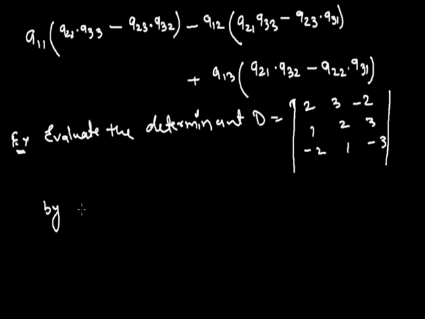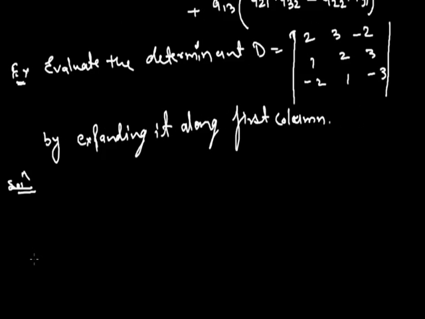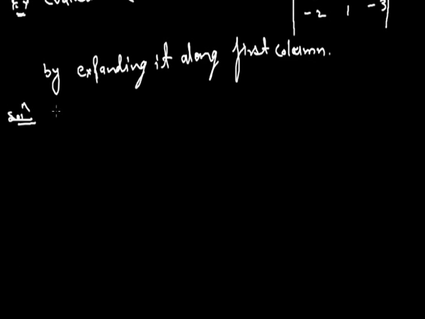along the first column. So by the definition, the determinant is written as |2 3 -2; -1 1 2 3; -2 1 -3|.